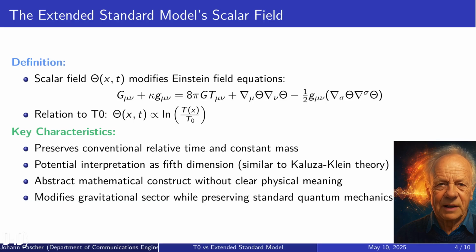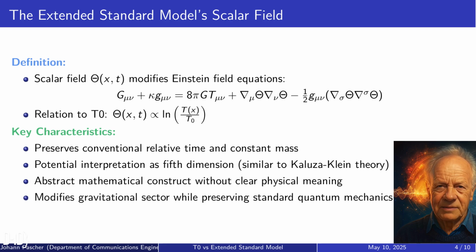Unlike the intrinsic time field, the scalar field θ lacks a clear physical interpretation. It serves primarily as a mathematical device to reproduce the same predictions as the T0 model. One potential interpretation is that θ represents a fifth dimension beyond the usual four dimensions of spacetime, similar to Kaluza-Klein theory, which attempts to unify gravity and electromagnetism. The ESM preserves the conventional notions of relative time and constant mass while modifying the gravitational sector through this abstract scalar field.